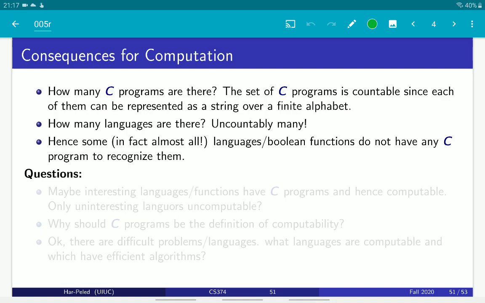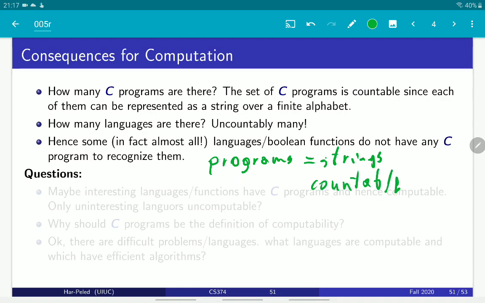So there are in fact deep consequences for computation because, as I mentioned before, programs are just strings. Programs are equal to strings, and the number of strings is countable. You can interpret a C file as just a really big number. So programs are countable, but on the other hand, the languages, the problems that we are interested in, are uncountable by Cantor's theorem. So that's a contradiction, right?